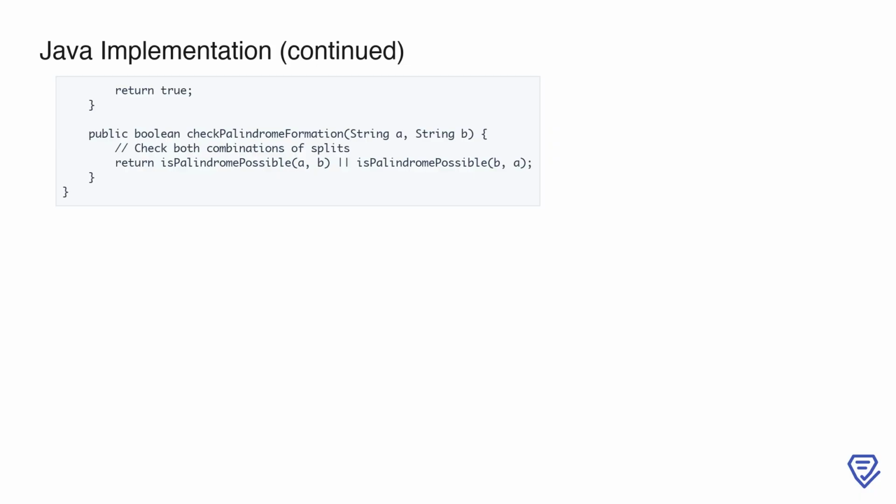Now, we move to the main method, checkPalindromeFormation, which takes two strings, A and B, as inputs. This method determines if a palindrome can be formed by splitting A and B in either order. It does so by calling isPalindromePossible twice, first with A and B as arguments, and then with B and A. If either call returns true, it means a valid split exists, and the result is true. Otherwise, it returns false. This ensures that every possible split is checked, and the implementation is both efficient and straightforward.